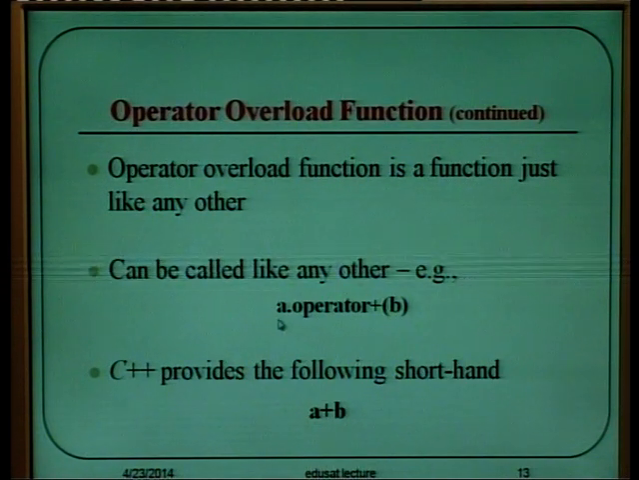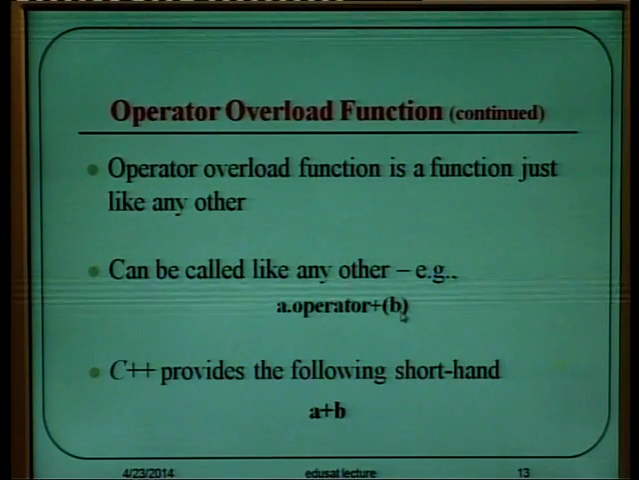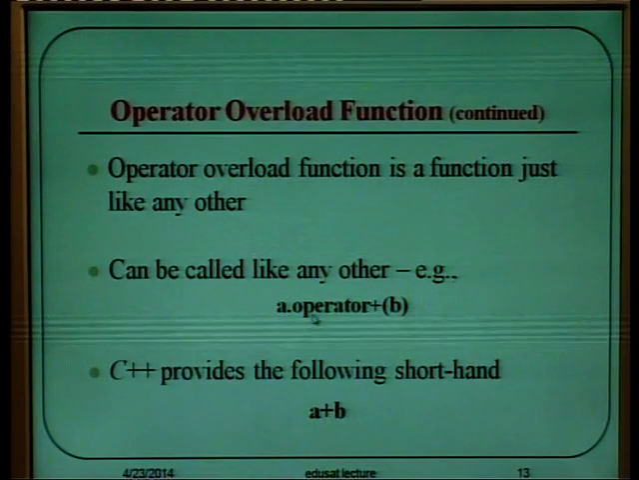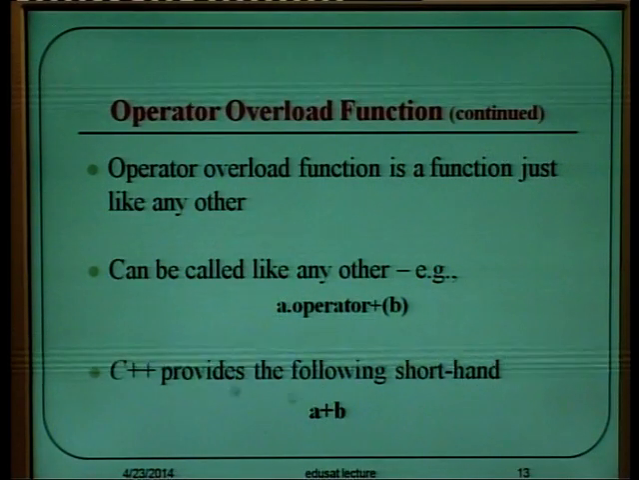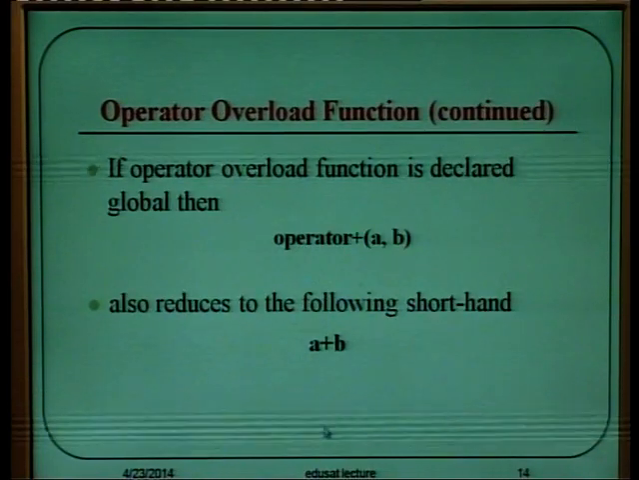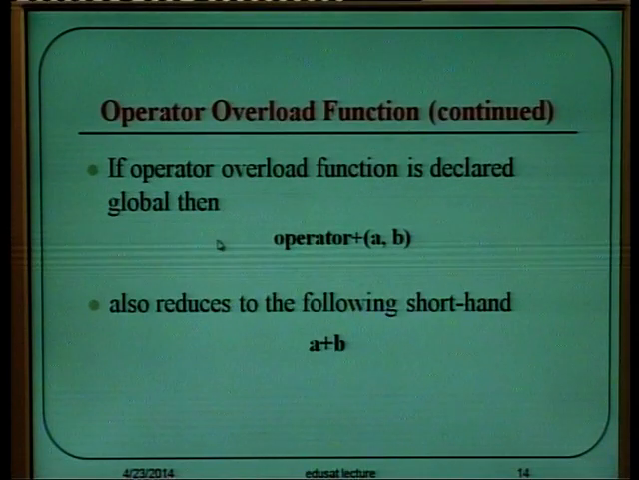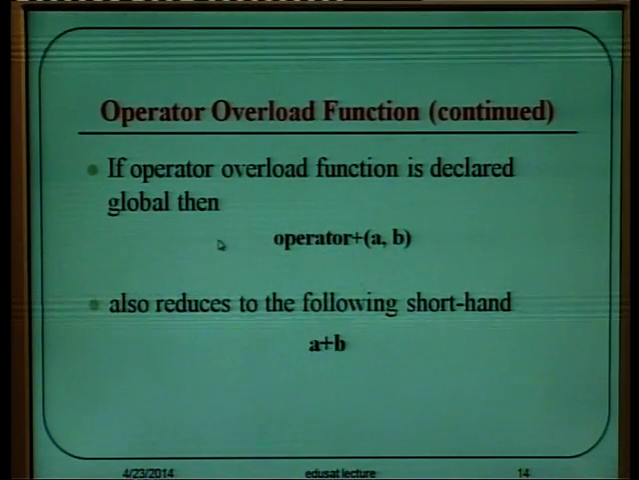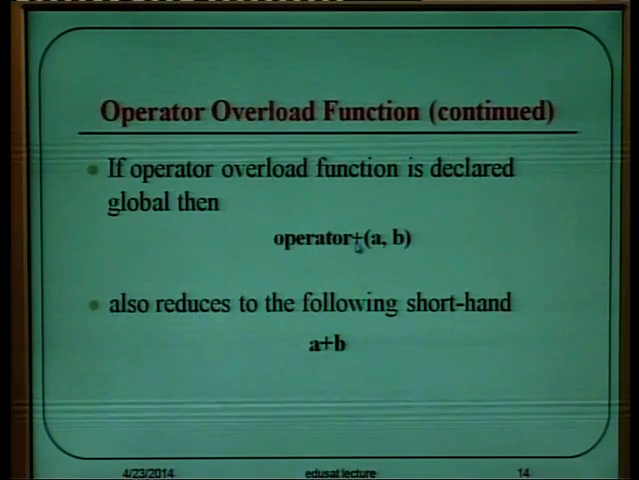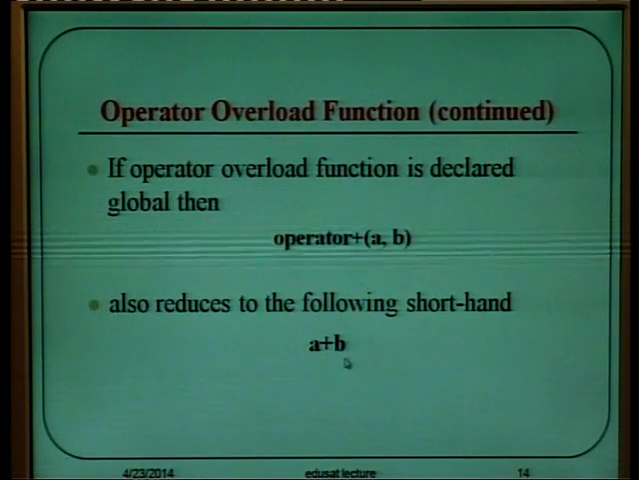For example, A dot operator plus B. We pass one parameter and through one object we are calling. In shorthand we write A plus B. If operator overload functions are declared global, then how can we define them? Like in this way, operator, operation, two parameters. It can also be reduced to A plus B.